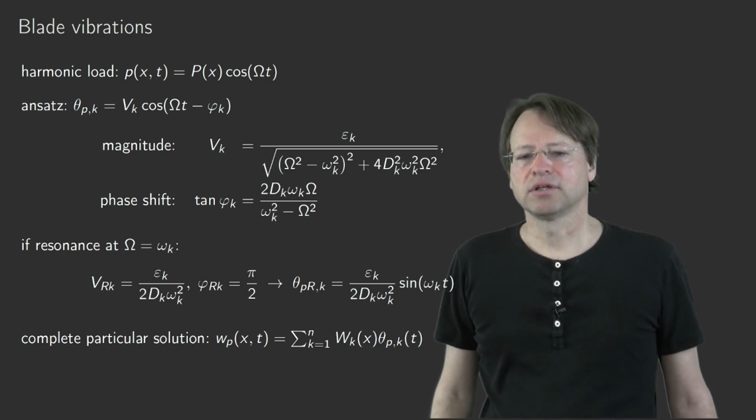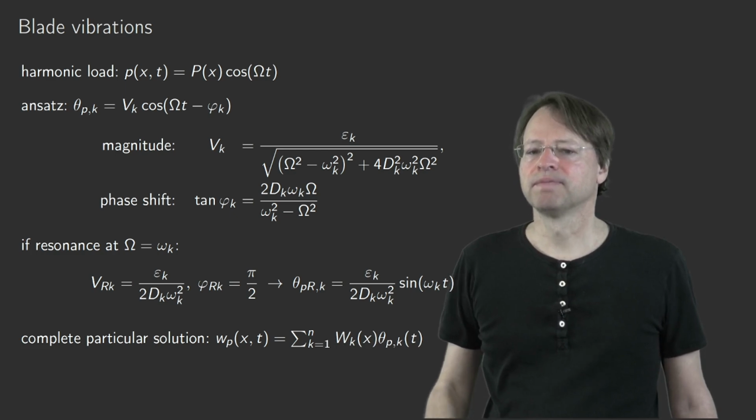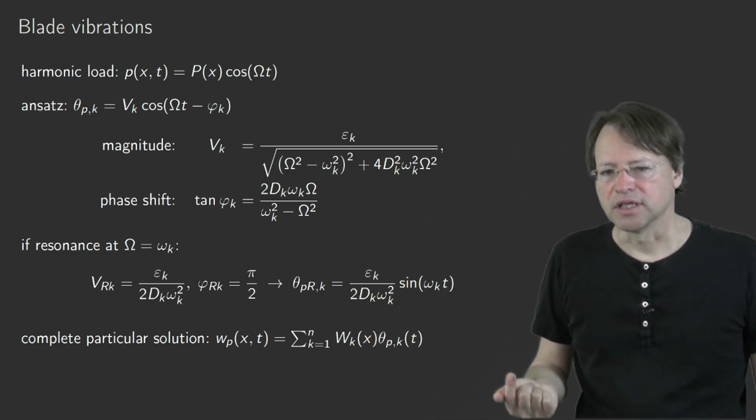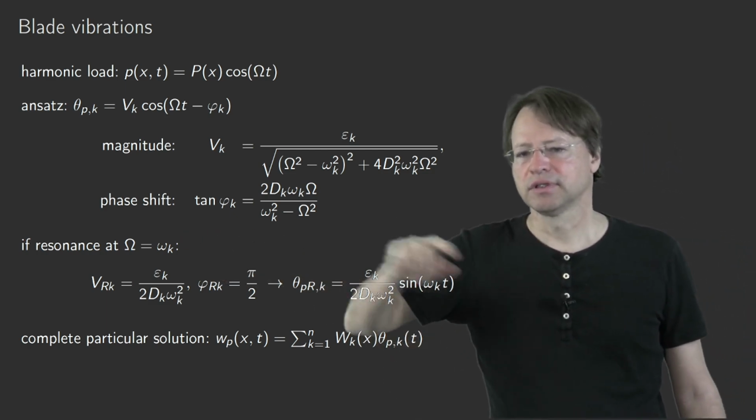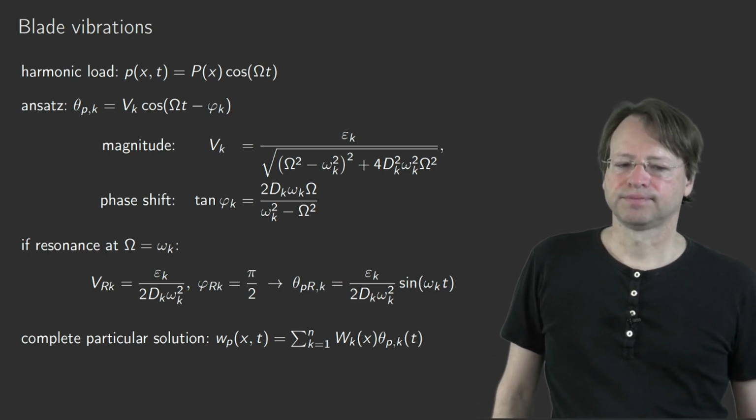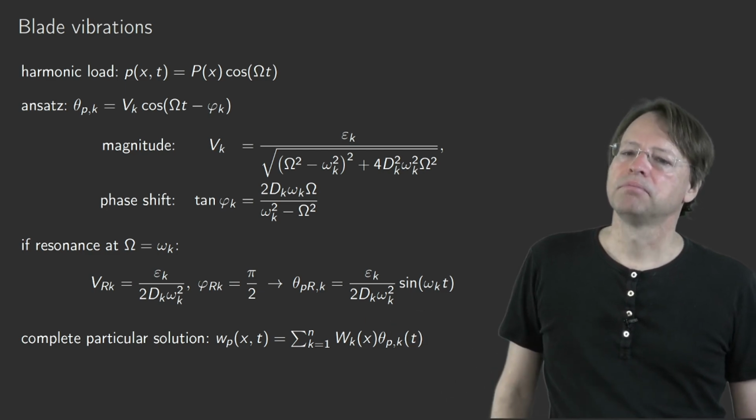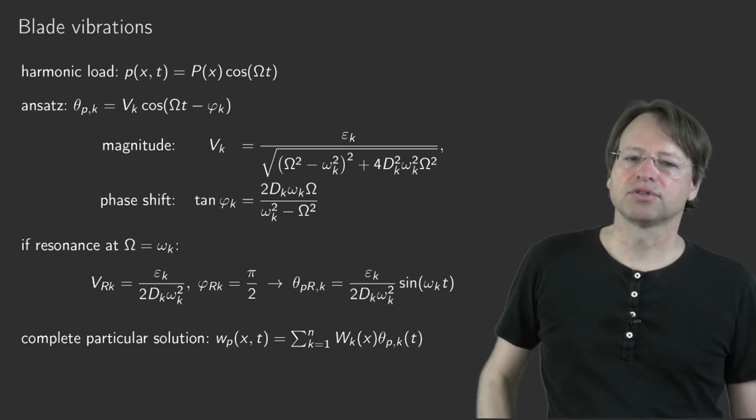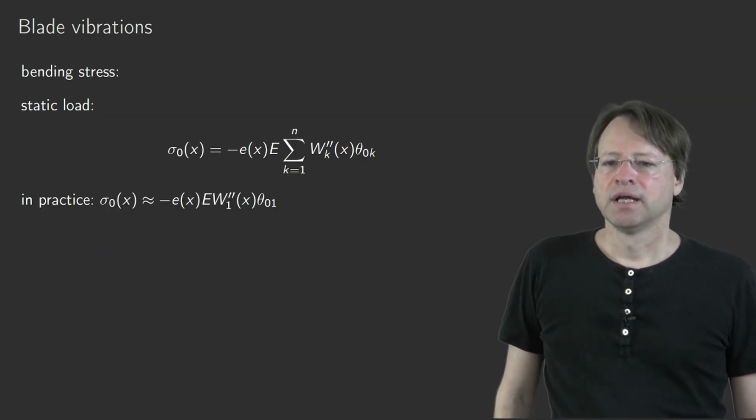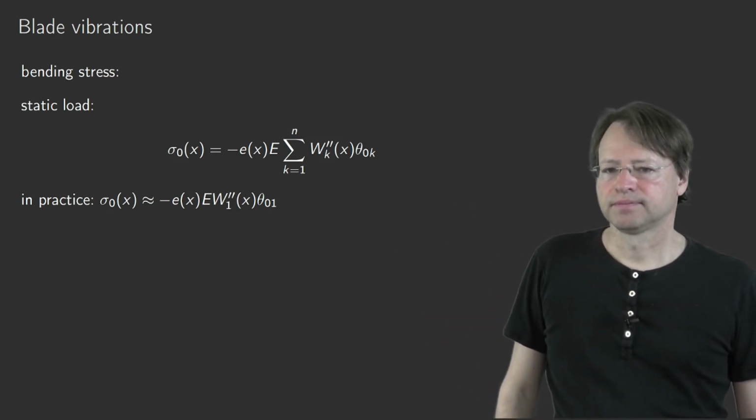So the complete particular solution in that case is a superposition of all harmonics. However, there's one harmonic that stands out, namely that resonance here. So we can simplify, we'll do that later on, simplify that particular solution by taking only the resonance term into account and neglecting all the other terms. So let's look at the consequences for the stresses.